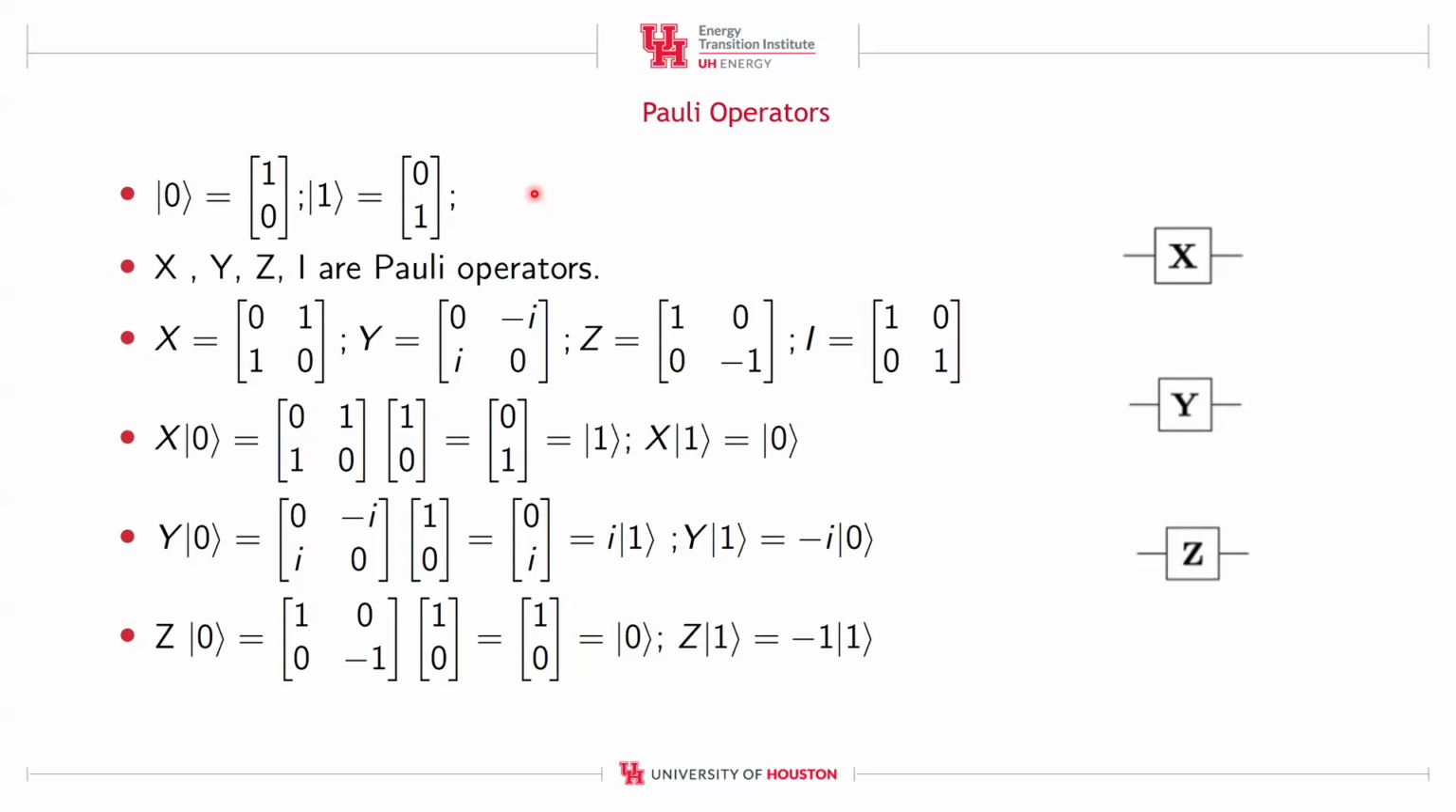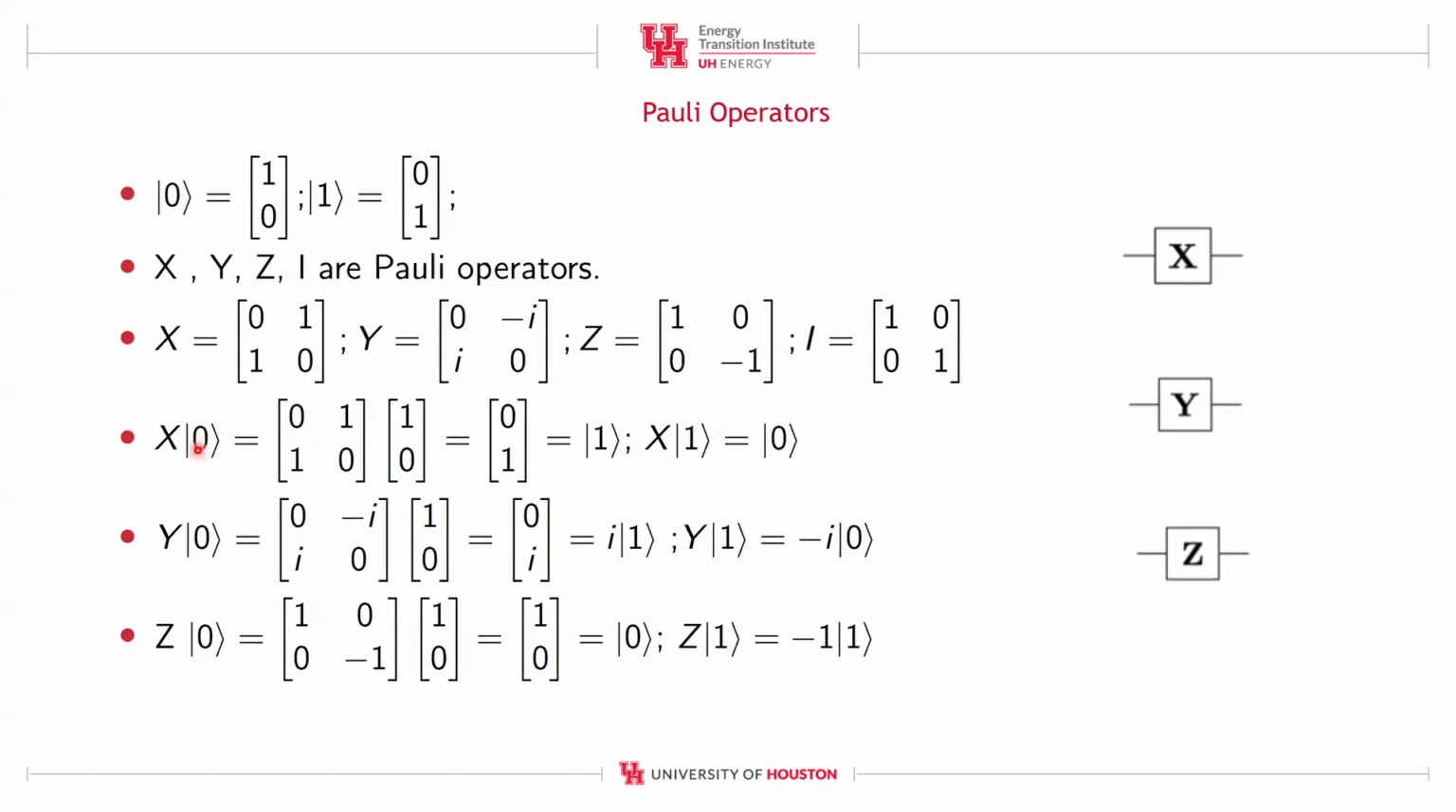Mathematically, there are some fundamental operators we need to use. We call them Pauli operators. Here, X, Y, Z, I are the four Pauli operators, and these operators are matrices. If we apply Pauli X on a qubit in state 0, it flips 0 to 1. Mathematically, you can check this part. And if we apply X to 1, we flip it from 1 to 0.